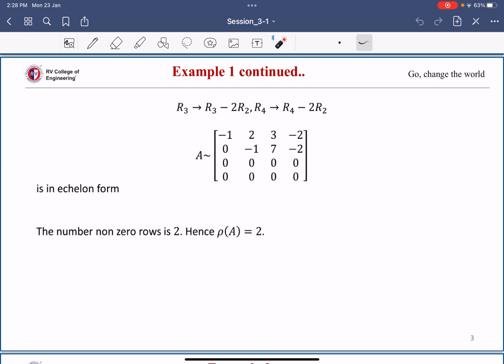So this matrix is in row echelon form since the leading entry and all the entries below the leading entry are zeros. The leading entry in the first row is -1 and all the entries below -1 are zeros. The leading entry in the second row is -1 and all the entries below -1 are zeros. So this satisfies the properties of echelon form of the matrix. The number of non-zero rows in this matrix is 2. So the rank of the matrix is equal to 2.